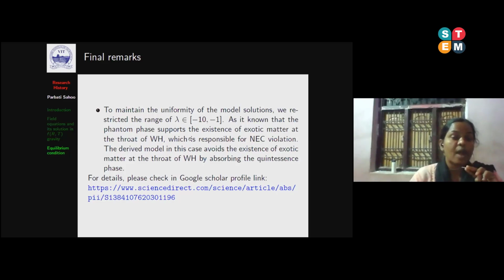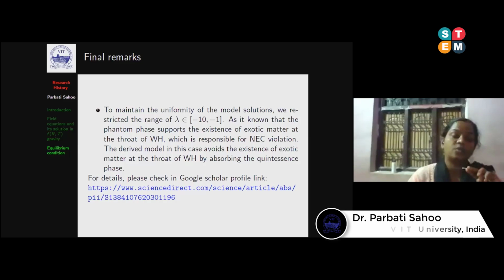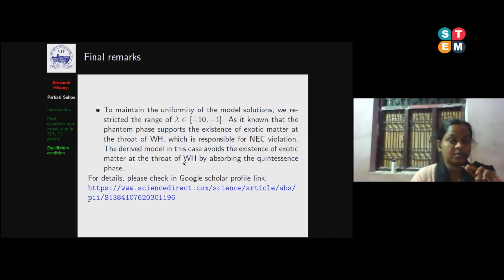As we know, the phantom phase allows the null energy condition violation. So that means the derived model in this case avoids the existence of exotic matter. This is because the existence of exotic matter allows the null energy condition violation. But here the matter phase does not support the phantom phase. So by observing the quintessence phase, you can say it avoids the existence of exotic matter at the throat.